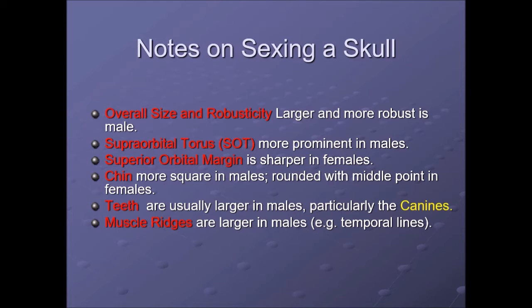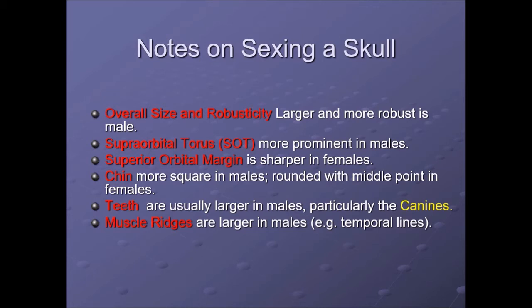Supraorbital torus, also known as the SOT, that's really your brow ridge. The supraorbital margin, which is the margin in the upper eye. Orbit is the eye socket. So supraorbital torus is the brow ridge. Supraorbital margin is the margin right between the roof of the eye and curving around in the eye socket. It's kind of hard to explain, but I'll show you pictures in a minute.